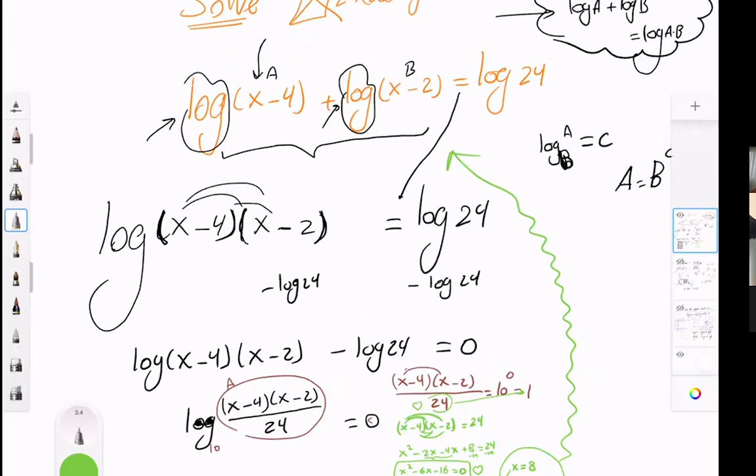But for logarithms, you need to check the solution. You have to plug it back in to see if it works or not. So right now, if I put 8, they said x equal to 8, correct? If I put 8 here and 8 over there, let's see if I get log of 24.